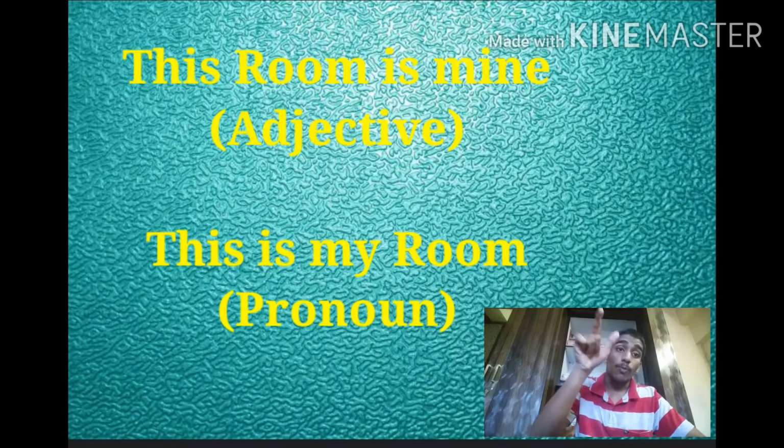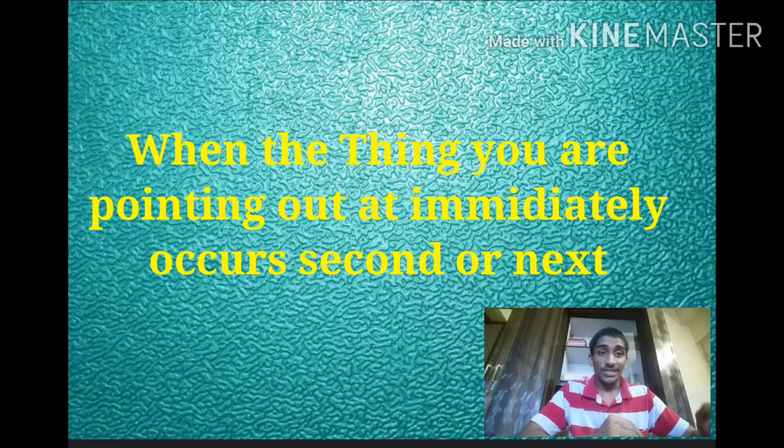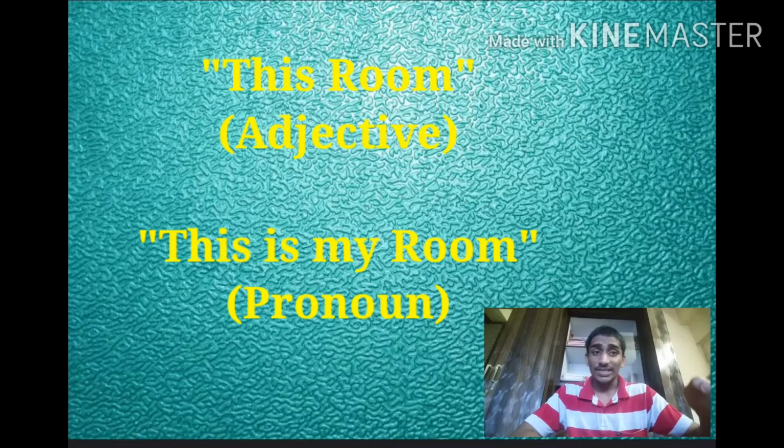When the thing you are pointing at comes directly after the demonstrative word, it becomes an adjective. I am saying 'this room is mine', so here this becomes an adjective. If I say 'this is my room', the thing or person I am pointing at comes last, so it becomes a pronoun. Whereas when the thing I am pointing at comes second, just after uttering the word, it becomes an adjective.